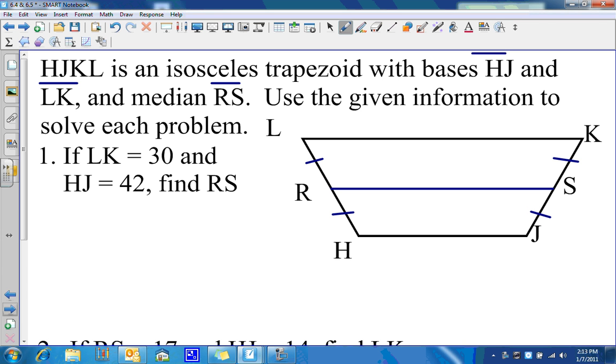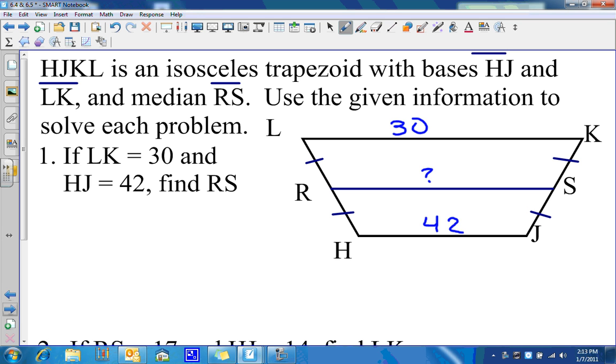All right, so we have a picture here. HJKL is an isosceles trapezoid with the bases HJ and LK, and the median is RS. Use the given information to solve each problem. The given information changes each problem. If LK is 30 and HJ is 42, what is RS?